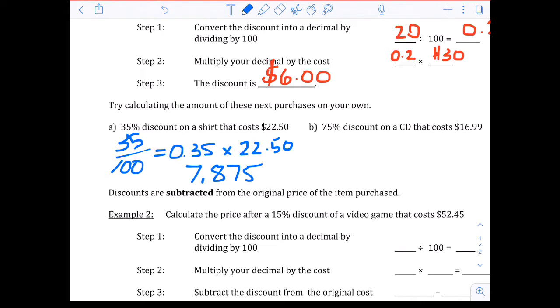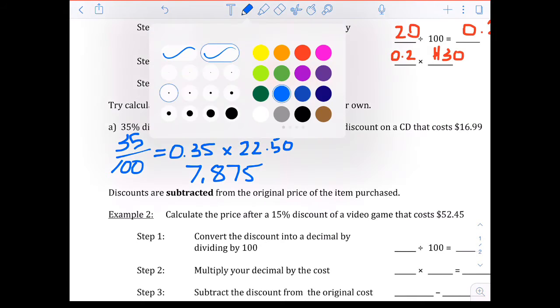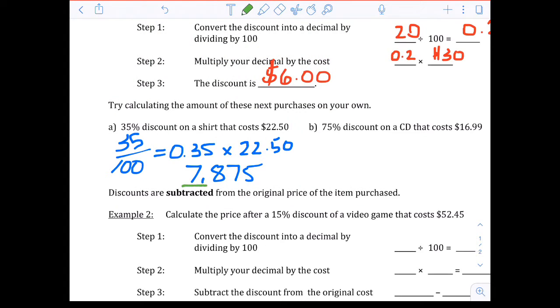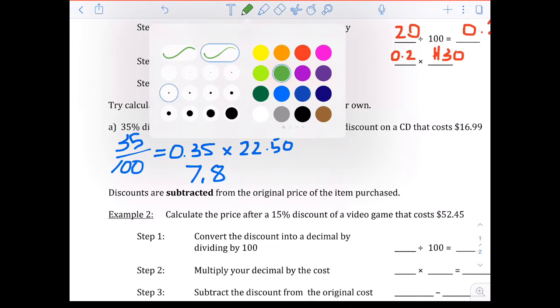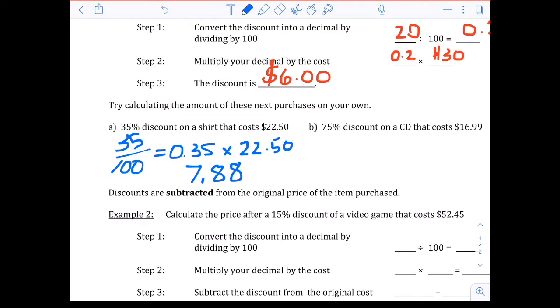7.875. So you might remember that we round these to 2 decimal places because it's money. 7.87. So I look to the 5, and since that's 5, I'm going to round that 7 up to 8. So we're going to back it up, and that's going to become an 8. So that's how much money we save. Put a dollar sign in front. That's how much money we save if we were discounted 35% off of a shirt that cost $22.50.